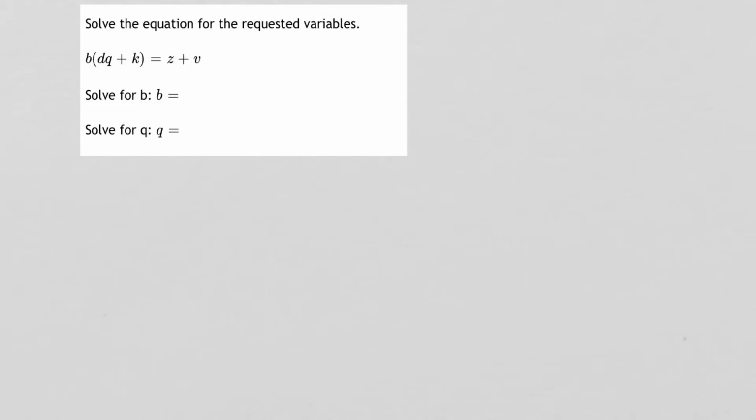So part one, we will solve for B. I'm going to write down my formula that I'm starting with, which is B times the quantity dq plus k equals z plus v. Now, formulas are often challenging for students, especially formulas that have nothing but variables in them. It gives people some stomach ache sometimes. But with this one, I don't want you to overthink it, and it's very easy to overthink it. Let's take a closer look at this.